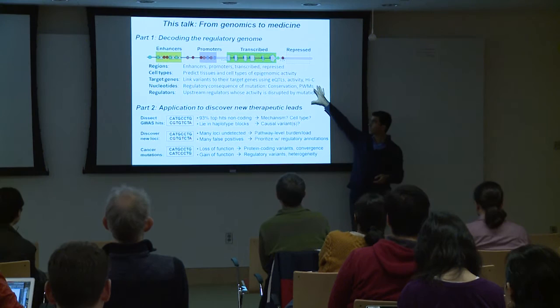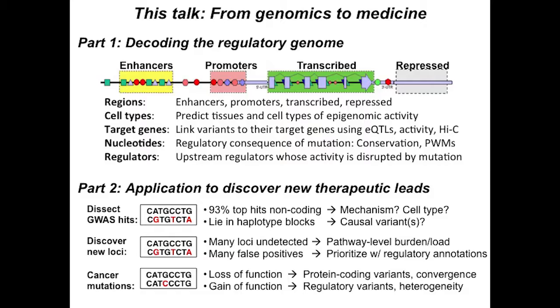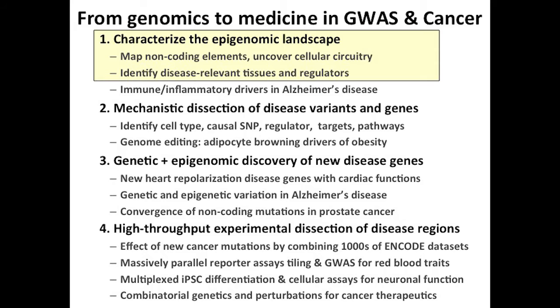How do we go about systematically annotating the non-coding genome, annotating the regions of gene regulation, the cell types, the target genes, the nucleotides, and the regulators? And in part two, I'm going to talk about how we can actually apply this to dissect genome-wide association hits, discover new disease regions and new disease genes that are currently invisible using existing approaches, and lastly, understand somatic mutations in the context of cancer. So first, let's talk about characterizing this epigenomic landscape.